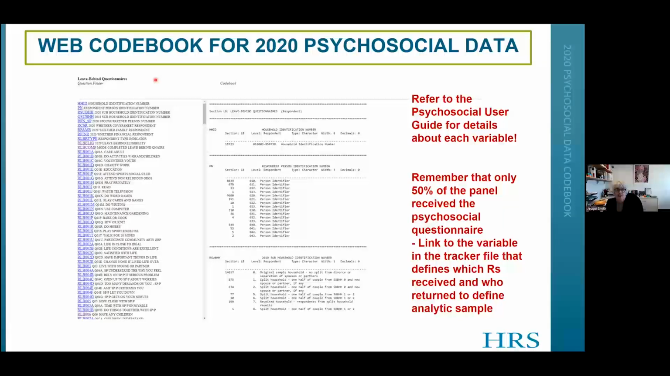And this is when you click on the code book for the leave behind, and you can see it starts off with HHRDPN. So that's how you would merge it together. And then you can go through and look at, were they eligible or not? Did they complete it? And then it goes through each item. So to find out what each item means, you go to the user guide. Along the way, there's more information about all the different sorts of things.